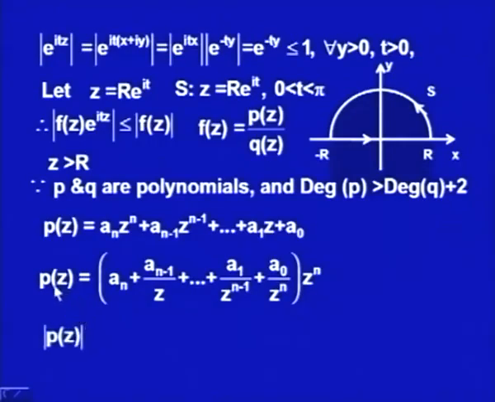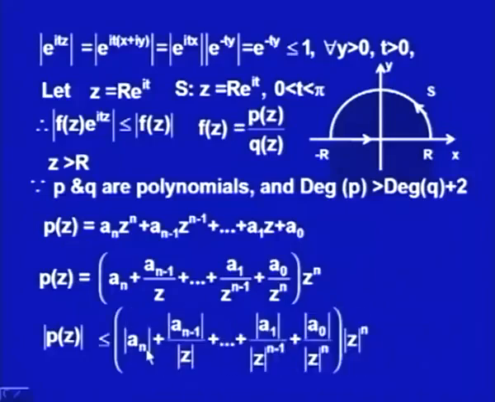Now, take the absolute value of this one. So, the absolute value or modulus of p z would be, now we are going to use the result that mod of x plus y is less than or equal to mod of x plus mod of y. So, we are getting less than or equal to mod of a n plus mod of a n minus 1 upon z, and we are using that mod of x into y is mod of x into mod of y. So, this is mod of a n minus 1 upon mod z plus and so on, mod of a 1 upon mod z to the power n minus 1 plus mod of a naught upon mod z to the power n, into mod z to the power n.